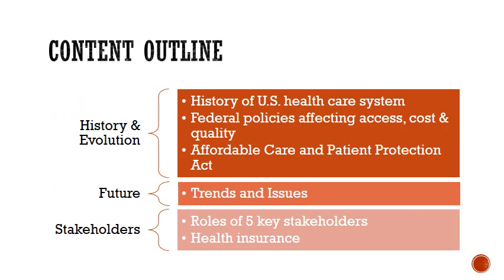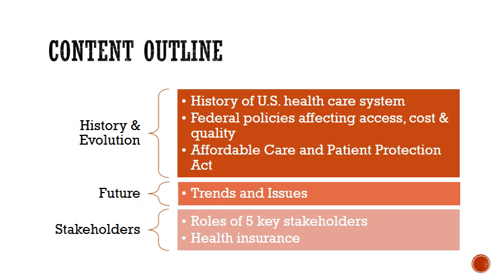You can think about the content in Topic 2 in three big chunks. The first chunk is the history and evolution of the U.S. healthcare system. To understand how healthcare policy has developed, you'll need to have information about what was happening in society. So we're going to take a look at how healthcare has developed from 1800 to the present day.